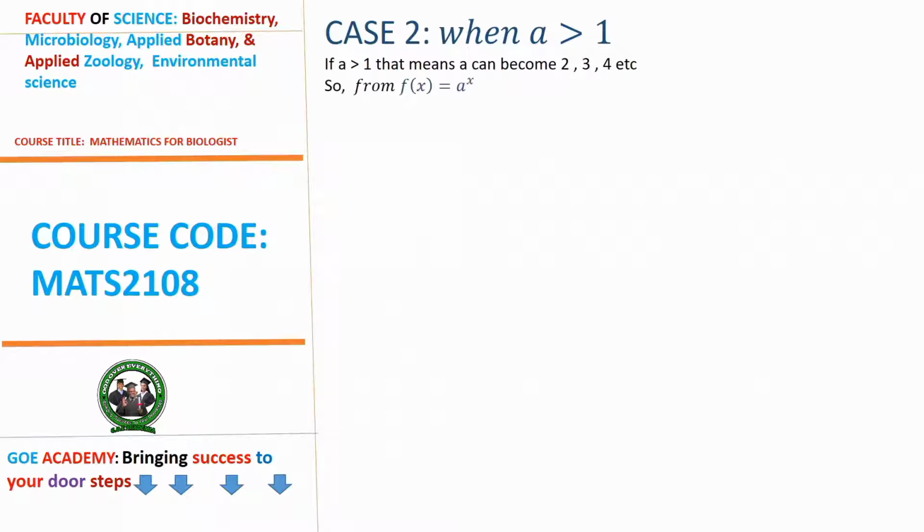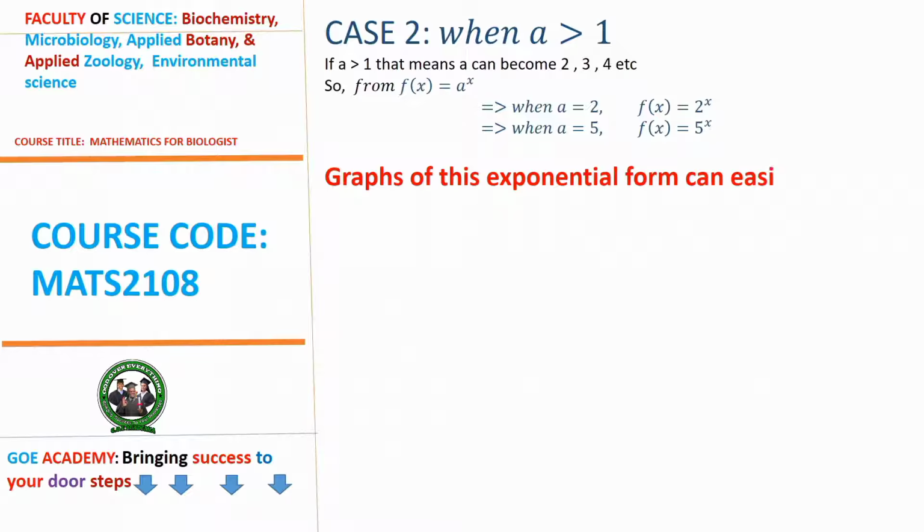From f of x equals a raised to the power x, what happens? Let's say, for example, the value of a is 2, then f of x equals 2 raised to the power x. We have just replaced a by 2. If a becomes 5, then the function becomes 5 raised to the power x. If it becomes 3, it becomes 3 raised to the power x, and so on. Functions of this form can easily be sketched.